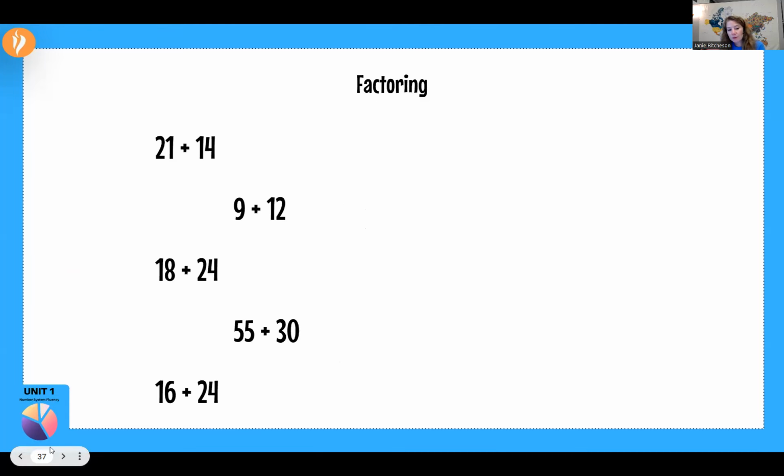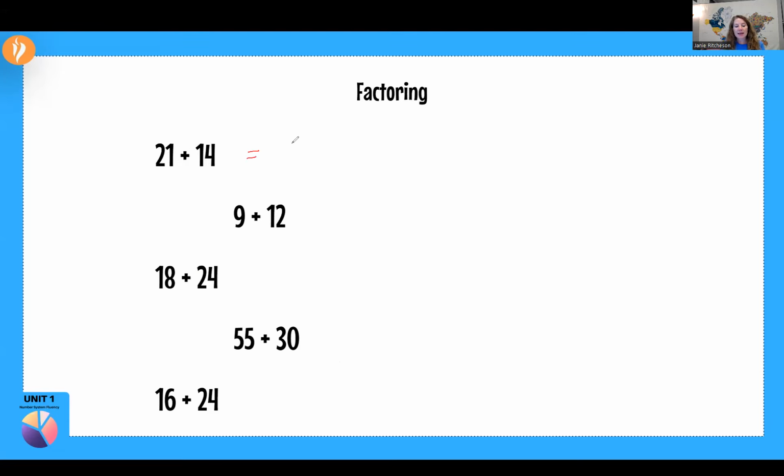All right, so now we're going to practice factoring by pulling out the greatest common factor. So the first thing you want to do is figure out what is the greatest common factor of 21 and 14. Hopefully you realize that's 7. And then what's left in the parentheses is what you get if you divide each of these digits by 7. So 21 divided by 7 is 3, plus 14 divided by 7 is 2. And we have just factored this expression.